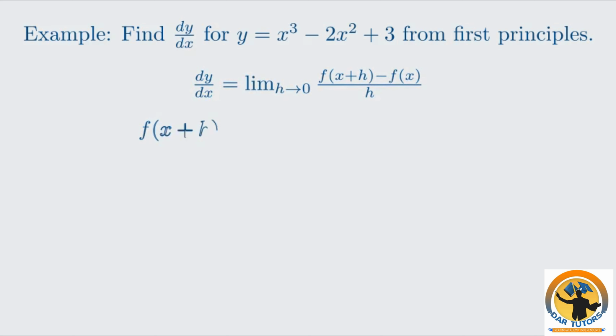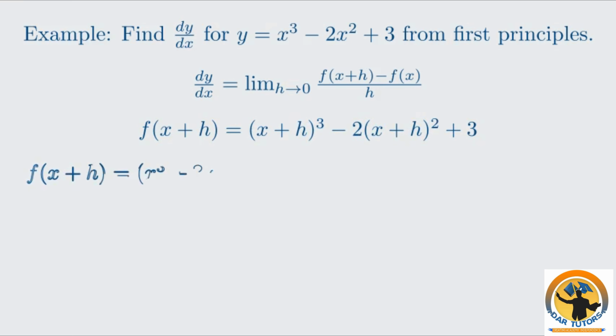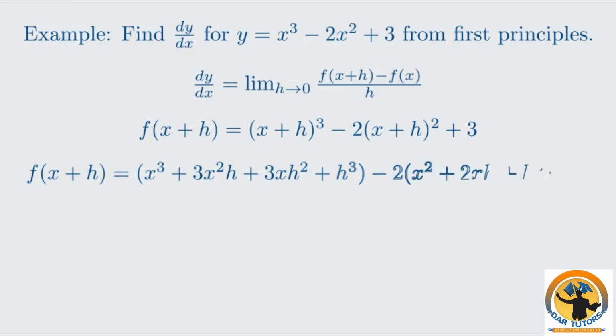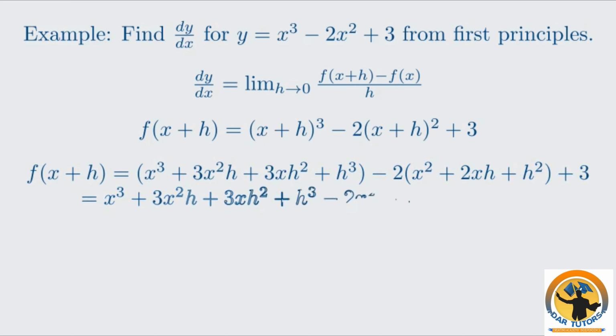F of x plus h is the quantity x plus h cubed minus 2 times the quantity x plus h squared plus 3. Now we expand this expression. X plus h cubed is x cubed plus 3x squared h plus 3xh squared plus h cubed. And negative 2 times x plus h squared is negative 2 times the quantity x squared plus 2xh plus h squared, which simplifies to negative 2x squared minus 4xh minus 2h squared.